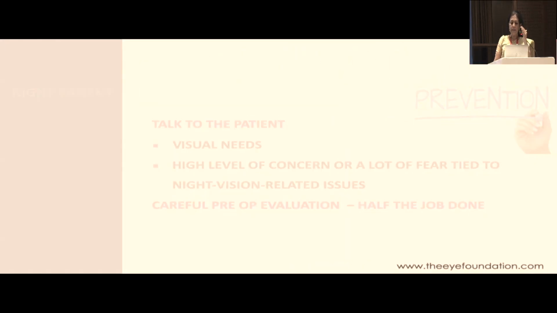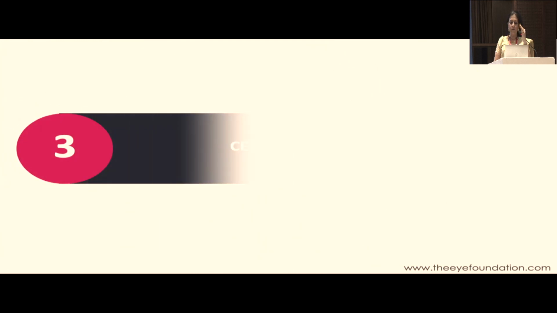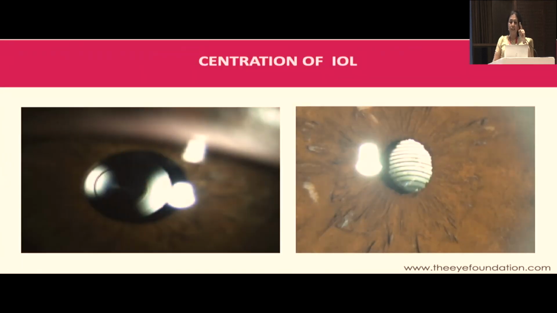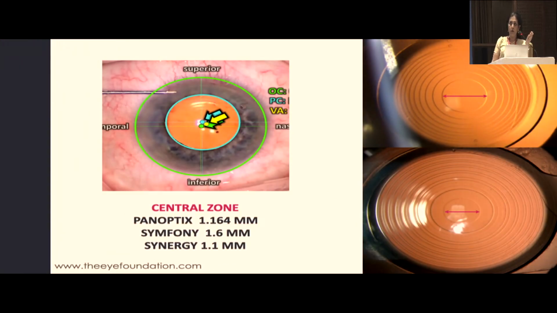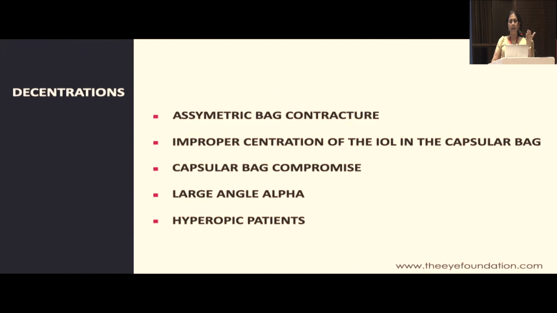We need to understand that with pre-op evaluation, half your work is done. We should look at the centration of the IOL. Like this looks a little decentered. In fact, the patient had a broken haptic. He had got operated elsewhere. But nowadays, one good news is that the central optic zone of modern IOLs is larger, like 1.16 and all that. So even if your angle alpha is more than 0.5, you could be implanting the lenses.